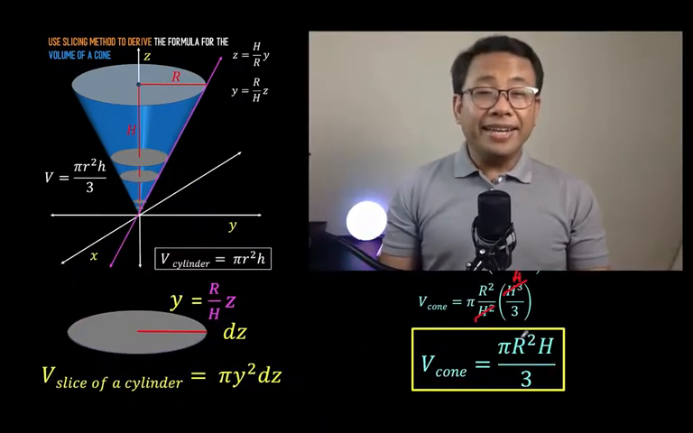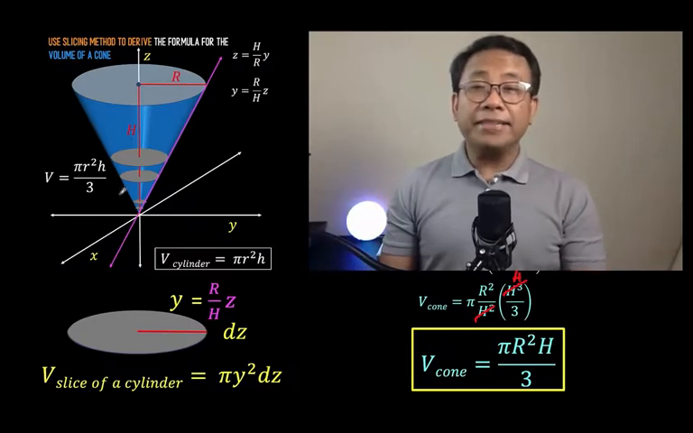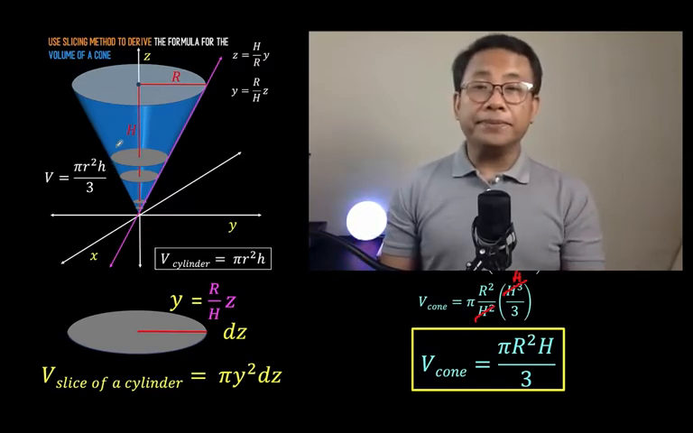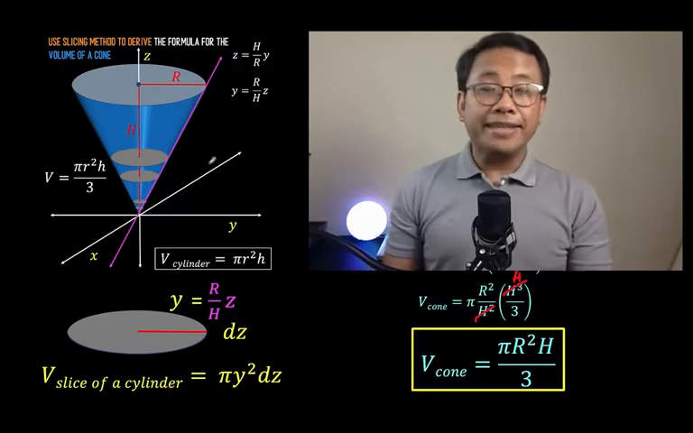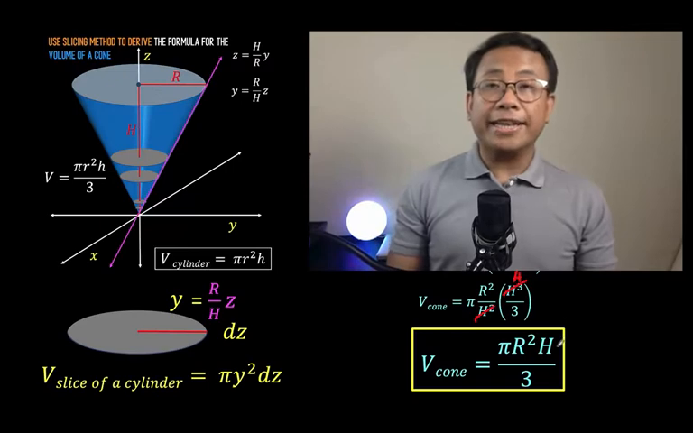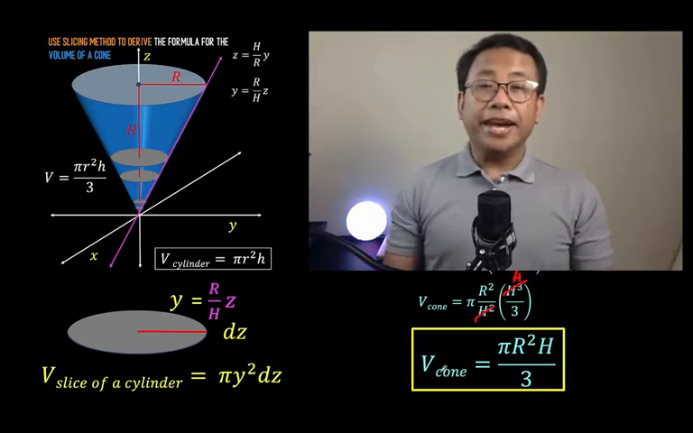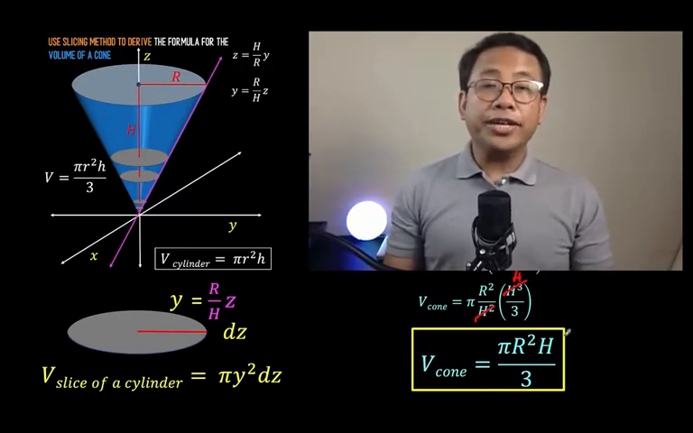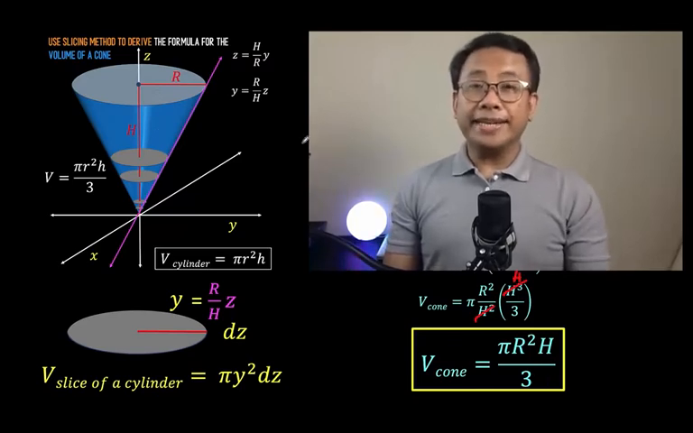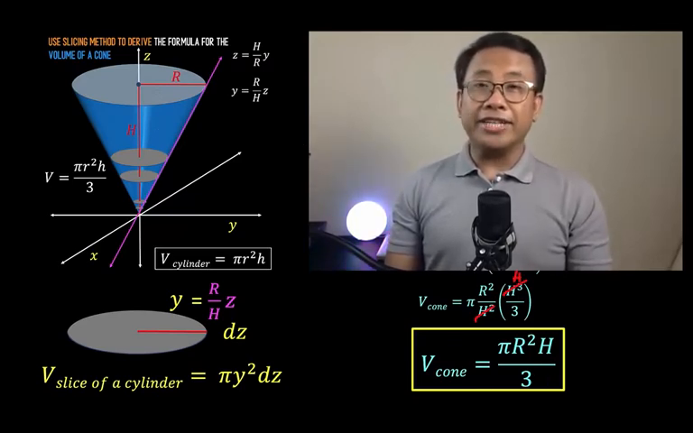And generally, this capital R could be replaced by small r, and this capital H can be replaced by small h. And so, we now have the formula for the volume of the cone, and we derived this using the slicing method. And so, this is now the answer to our question at the beginning of this video. The formula, V equals pi r squared h over 3, is derived using a calculus method, using the technique called definite integration.